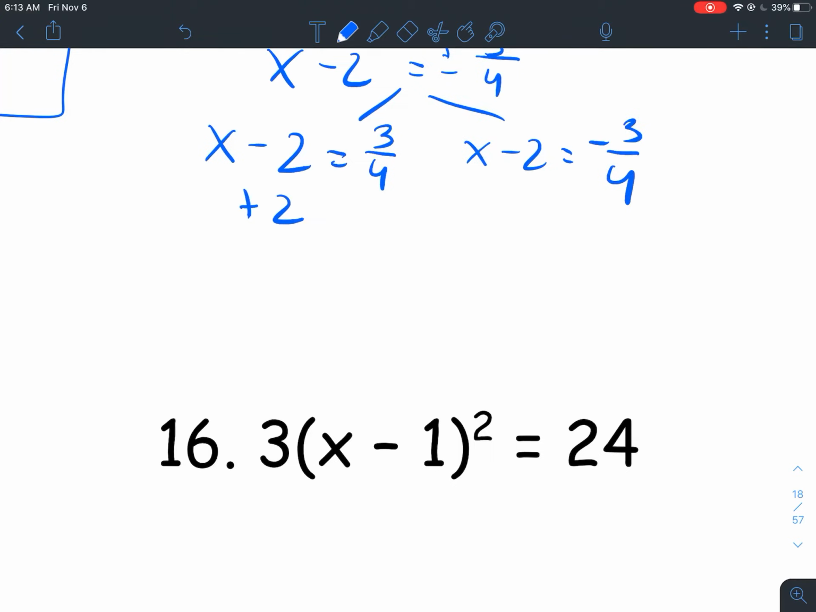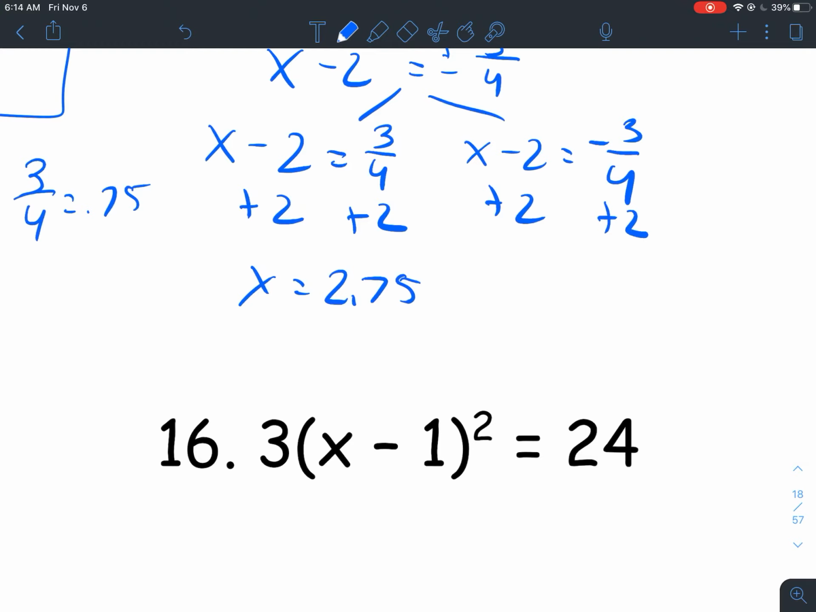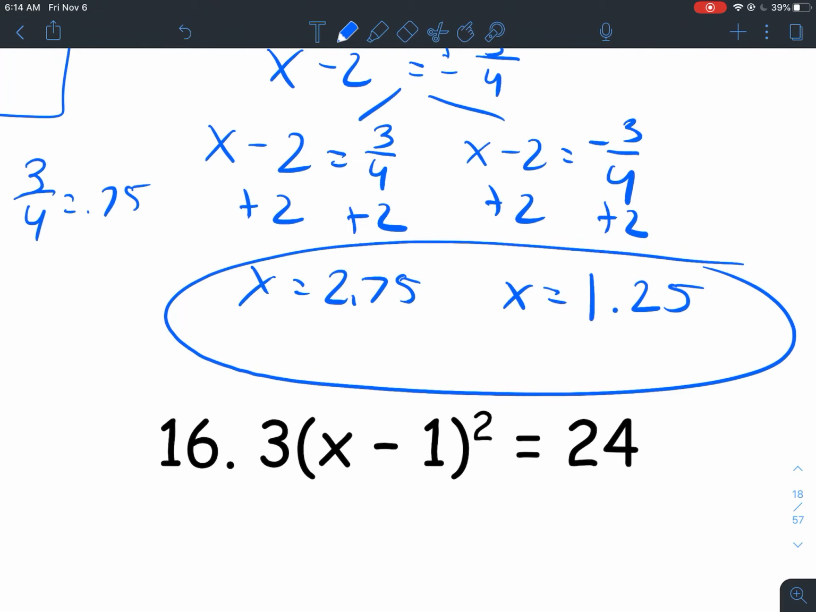So we can go ahead and add 2. For this, I don't really care if you use decimals. I don't care if you use your calculator and get a mixed number. I'm going to use decimals just because it works nicely for me. I know that 3/4 is 0.75. So this would equal 2.75. And then when I add 2 over here, I end up with 1.25. And that would be my 2 answers there.